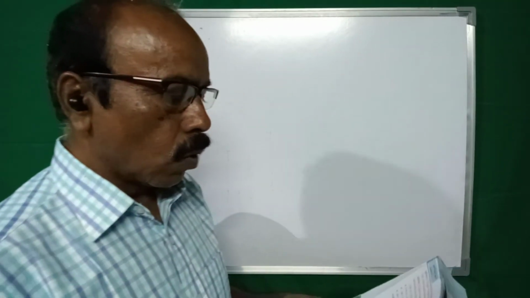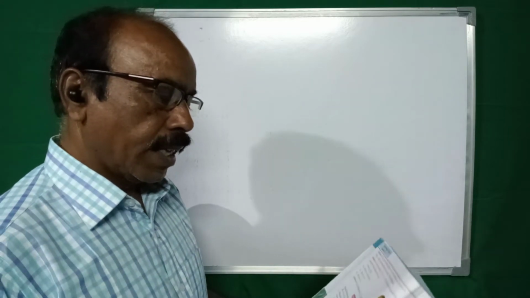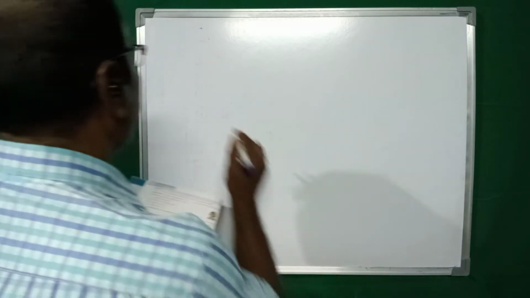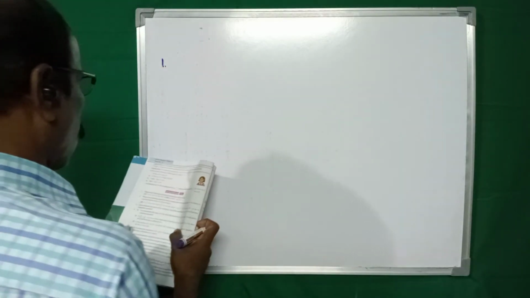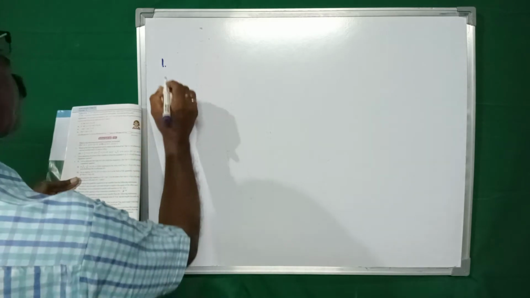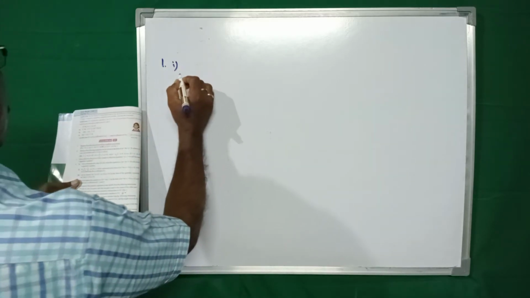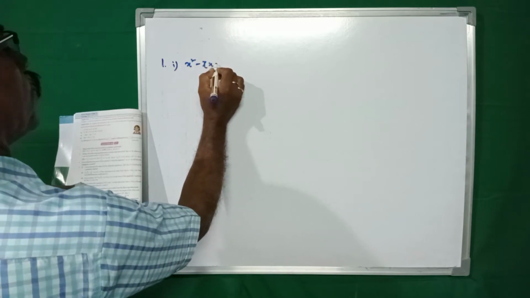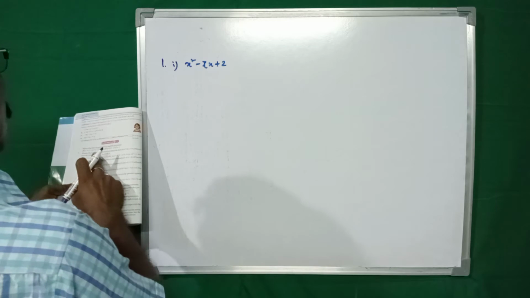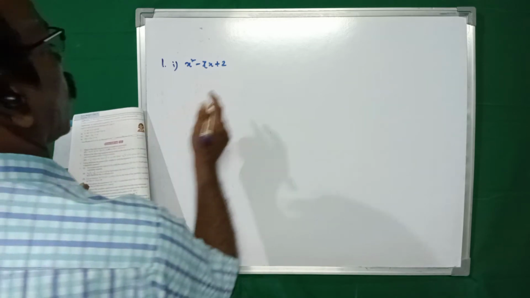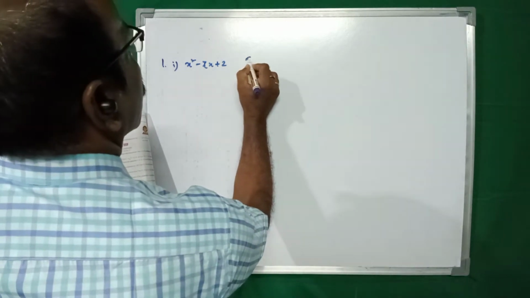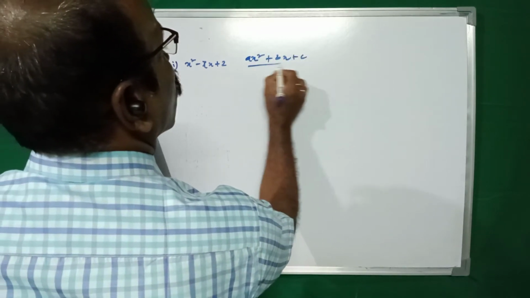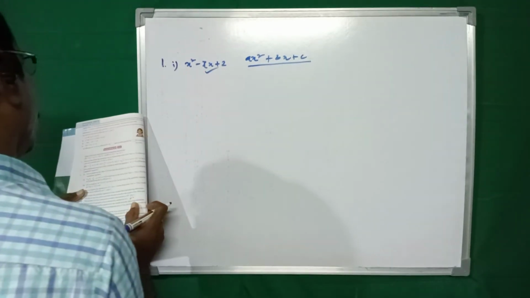Exercise 1.1: which of the following polynomials is a quadratic polynomial? Now, in question number 1, x square minus 7x plus 2. We compare it with ax square plus bx plus c. Now, it is a quadratic polynomial.